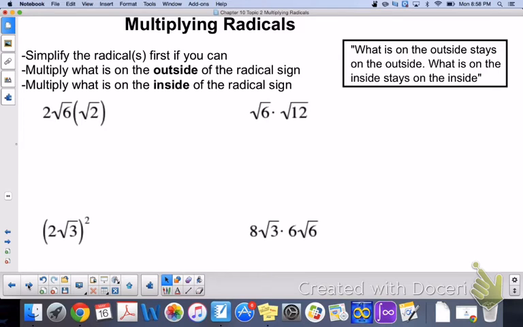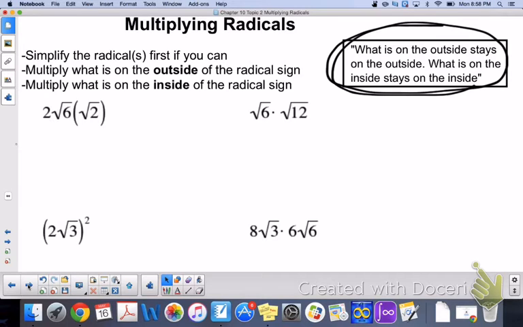All right, multiplying radicals. On these, you can simplify the radical first if you can. Things you need to remember: multiply what is on the outside of the radical signs together, and then multiply together what is on the inside of the radical signs. Here's a key thing: what's on the outside stays on the outside. What is on the inside stays on the inside until you do the square root. Once you do the square root, then it comes to the outside.